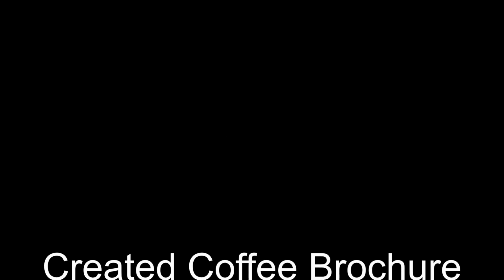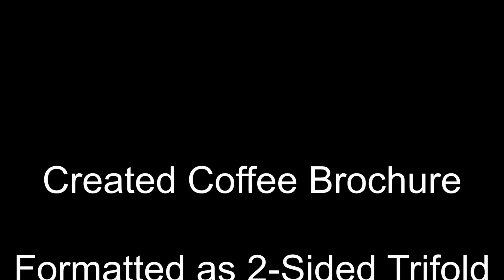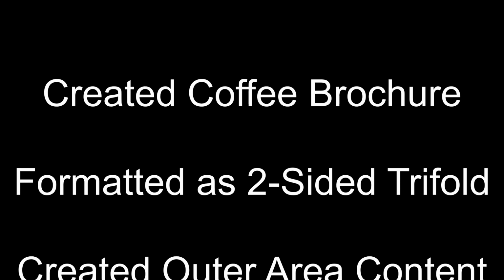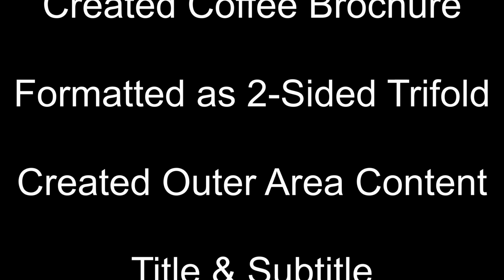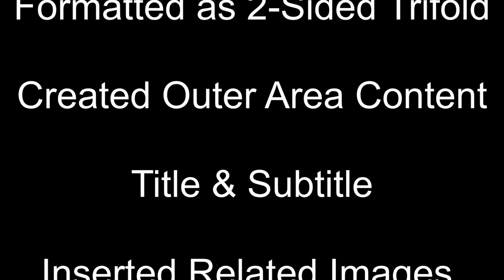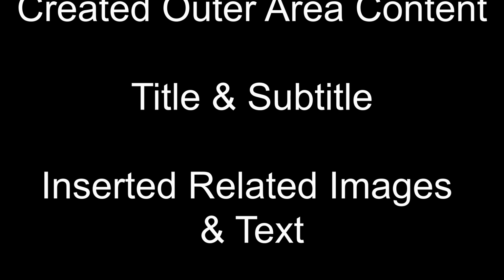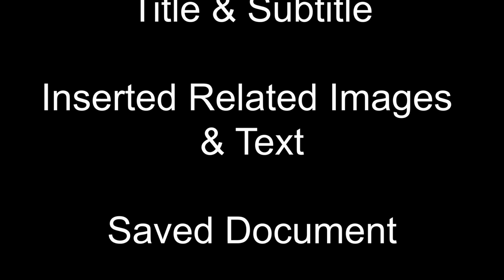So here's a summary of everything that we've done today. We created a coffee brochure. We formatted it to be a two-sided trifold brochure. We created outer content. We put in a title and a subtitle. We inserted related images and texts. And finally, we saved the document.